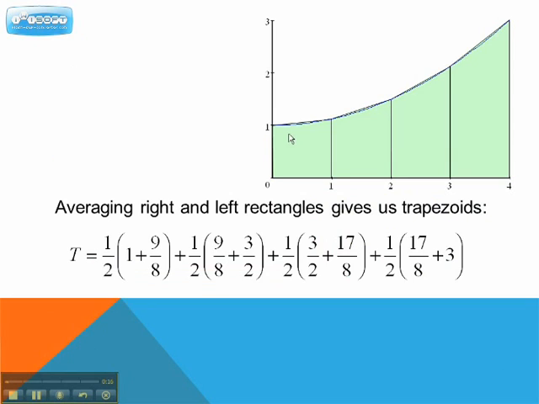Because this is a concave up graph, all those trapezoids are going to be on top of, or greater than, the actual area under the curve. So the concavity will tell us whether or not our trapezoids are an overestimate or an underestimate. If it's concave up, in this case, the trapezoid approximation is going to be over. If we have a concave down graph, it's going to be under.